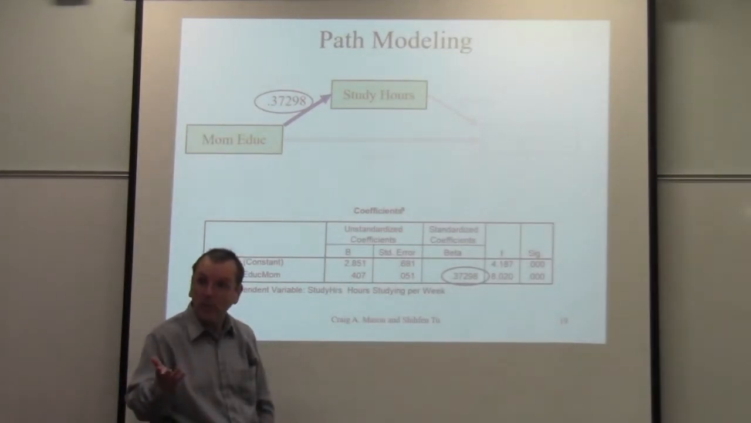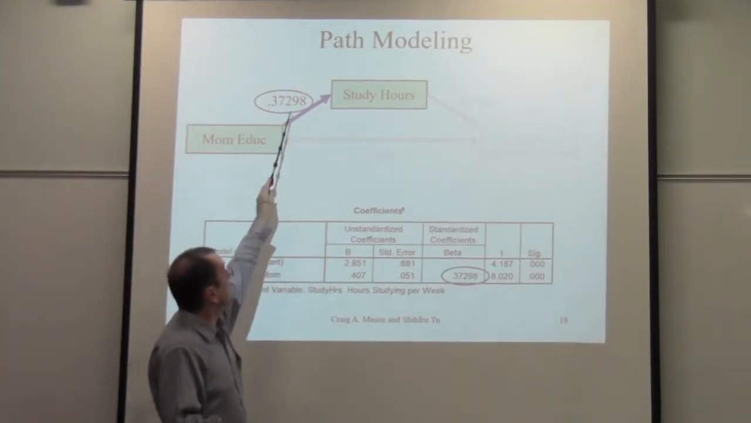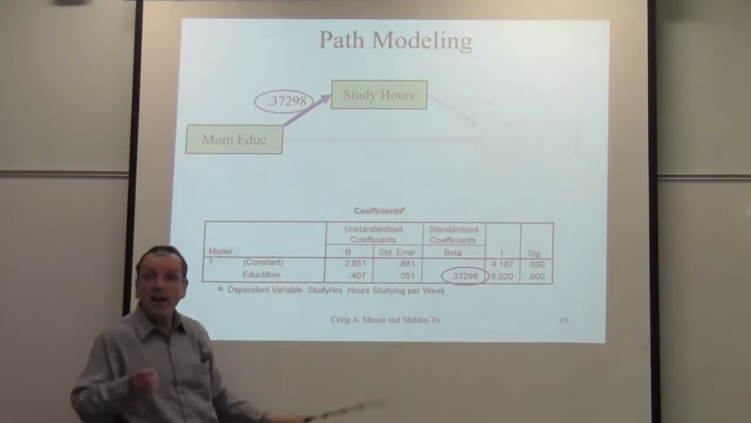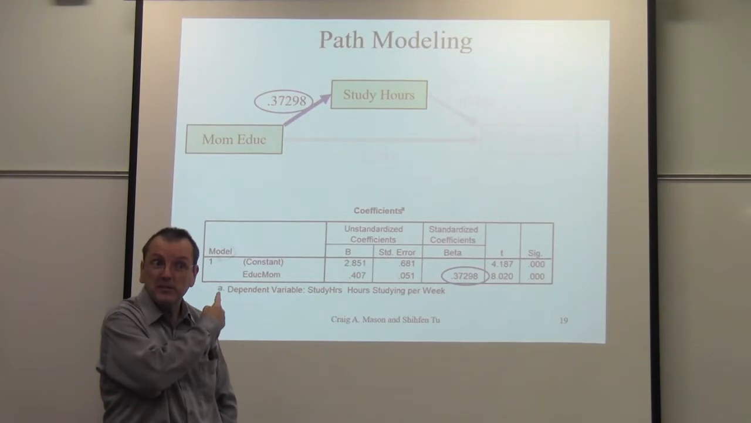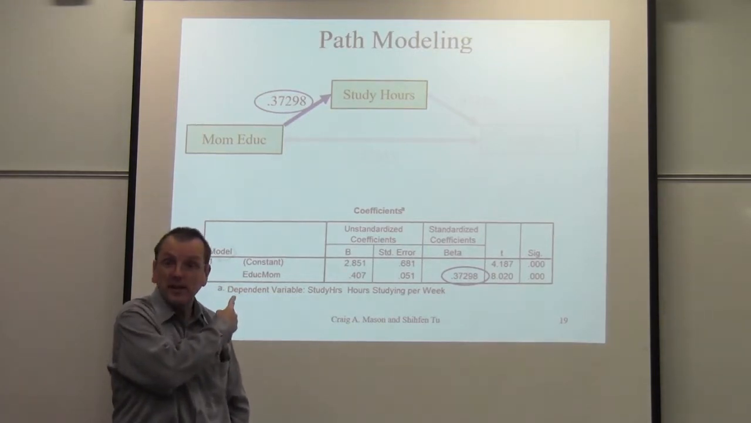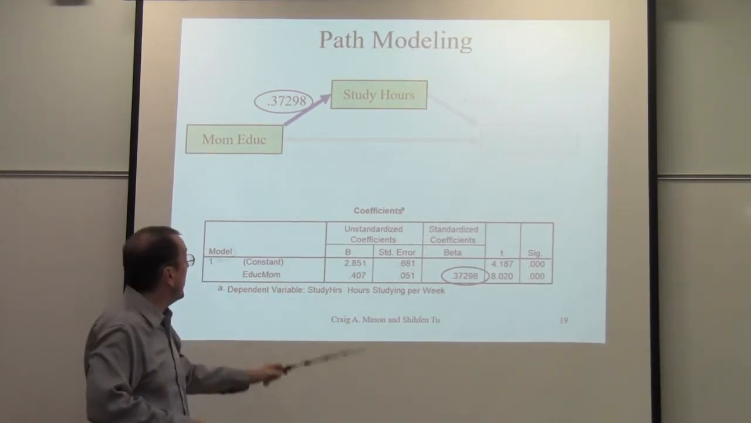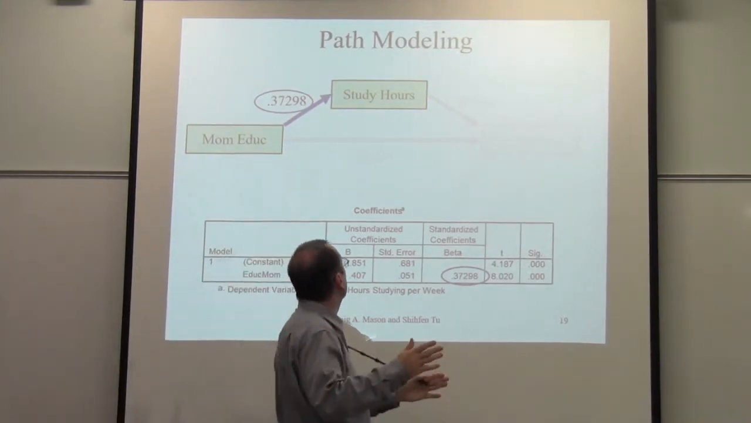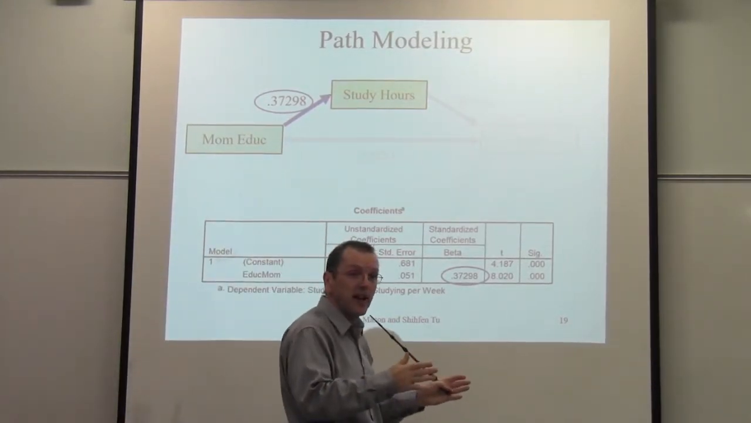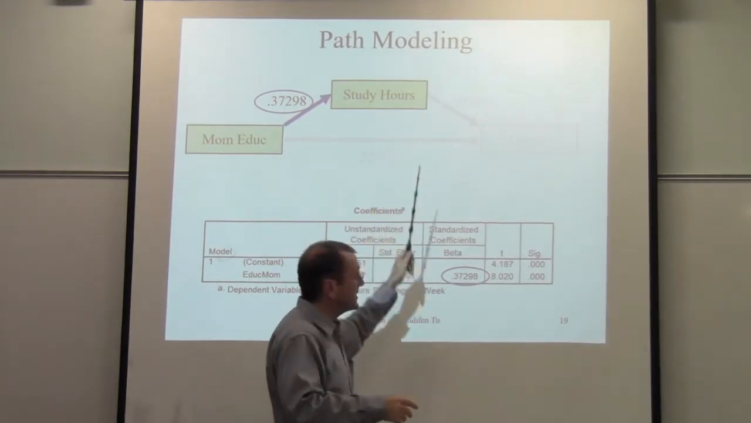So that's good, that worked. So when I'm saying you can think of that as a standardized beta, it's because it is the standardized beta. So one standard deviation increase in mom's education leads to a 0.37298 standard deviation increase in study hours.